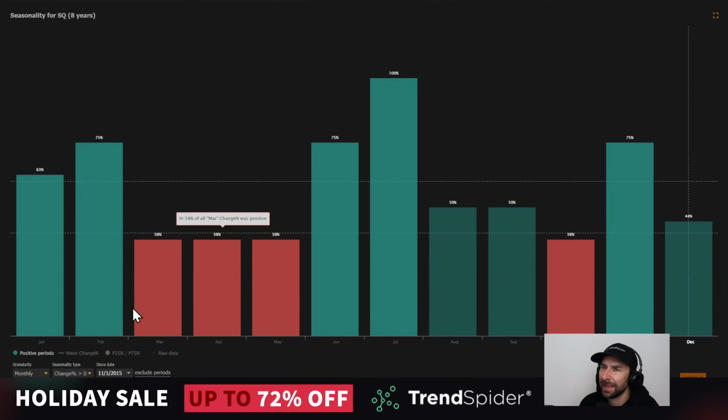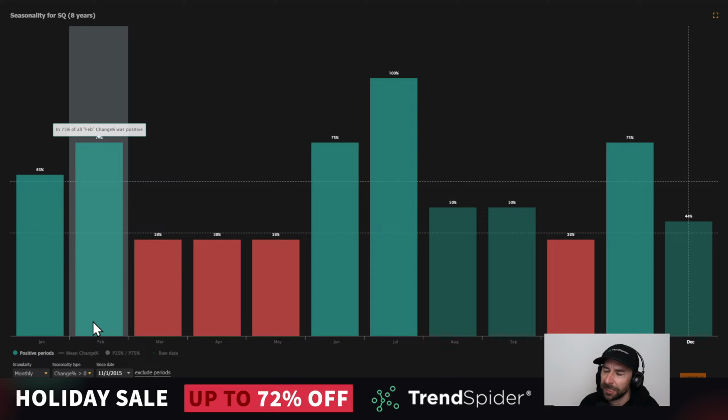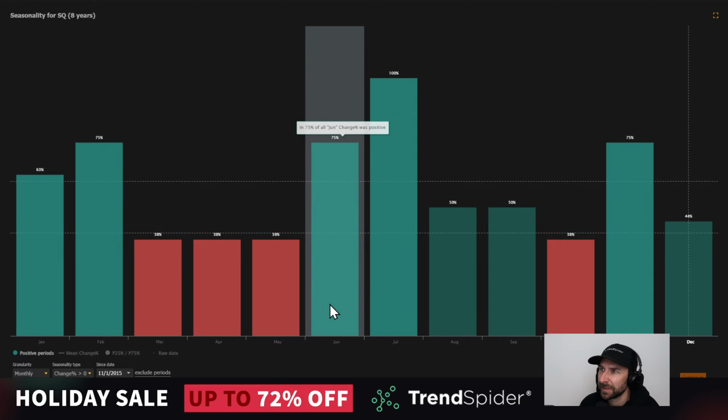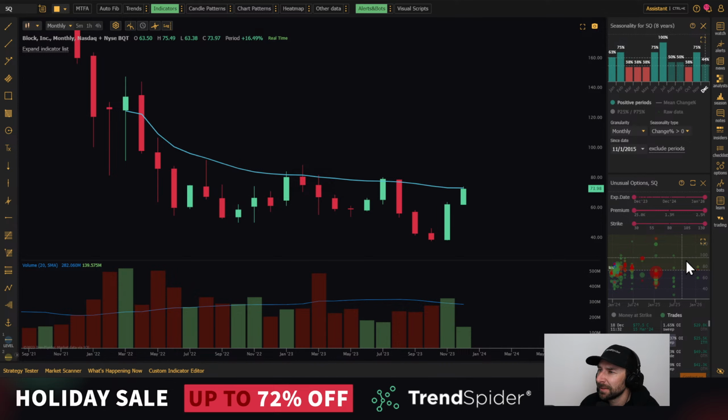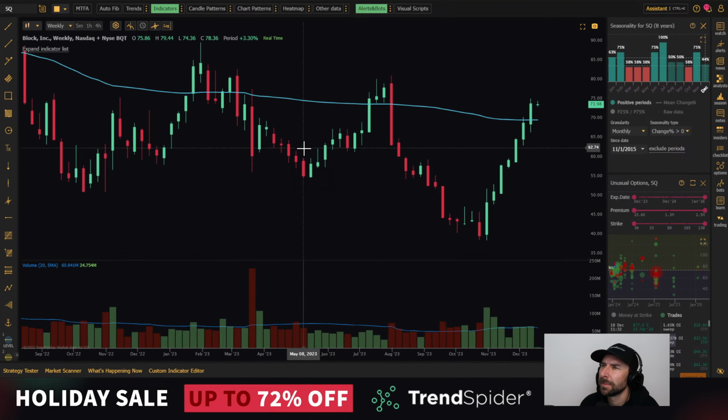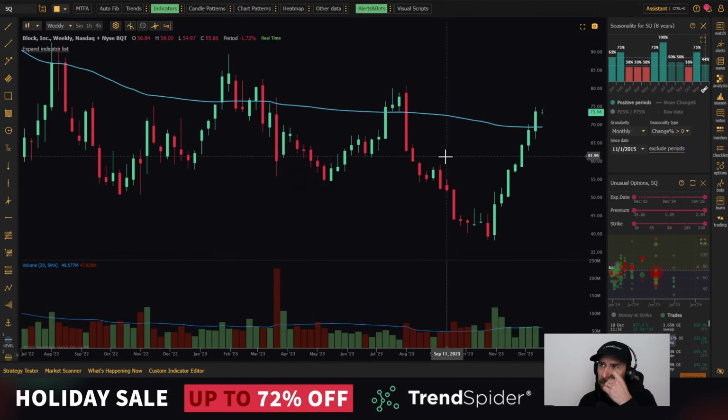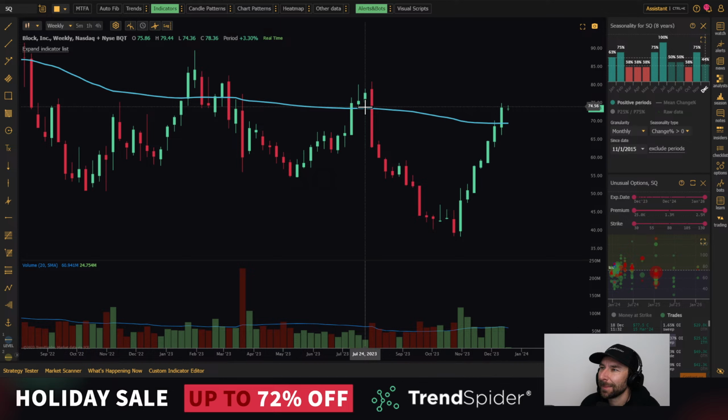Your seasonality looks pretty good coming into January, February. Pretty decent performing months, not quite as good as in the summertime here, but pretty decent performance over the next couple of months to be expected. Let's jump to the weekly. Yeah, so another fair value gap, top of the fair value gap right here.